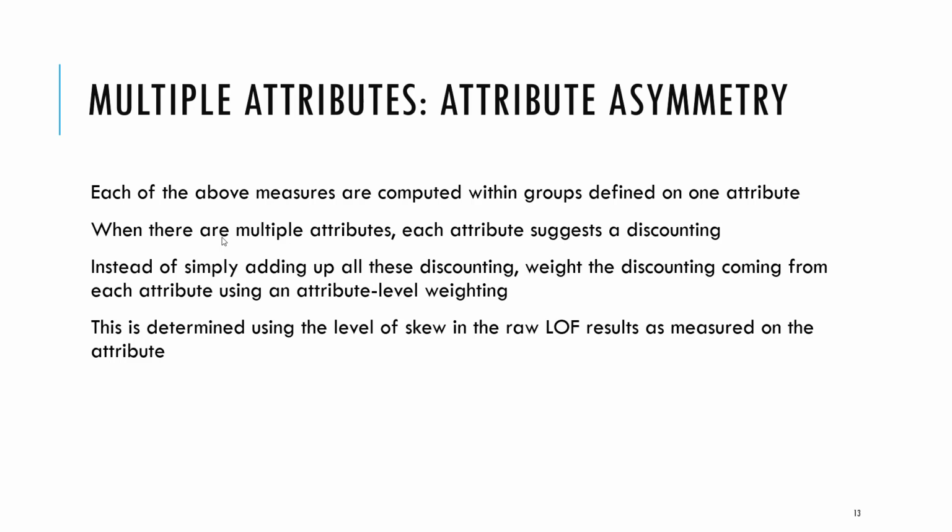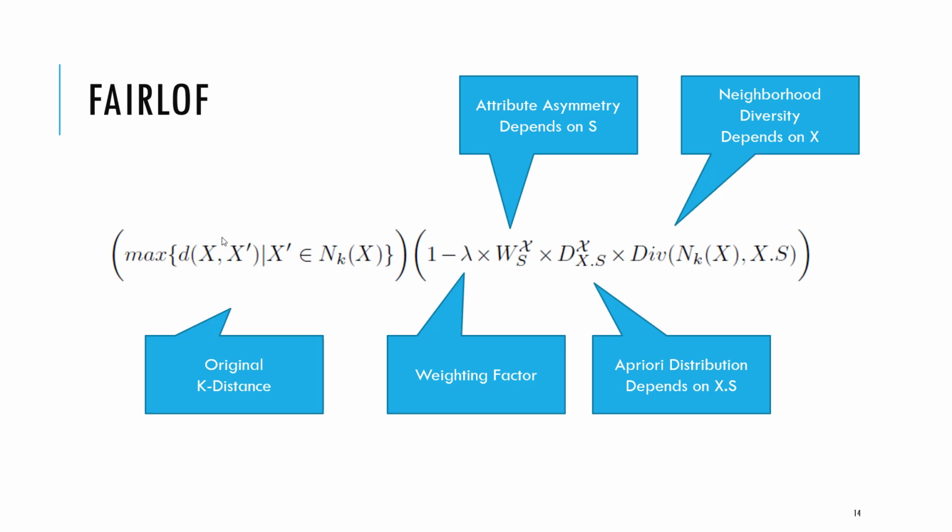Whereas in another case, let us say that you have ethnicity and you have an 80-20 distribution, and there is a deep skew in the LOF results as well. Then you give a higher value for the discounting that is coming from the ethnicity attribute.